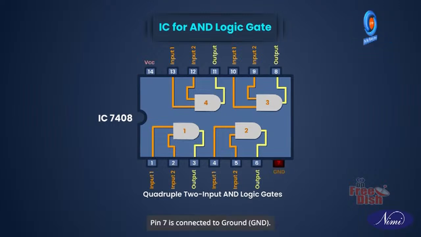Pin 7 is connected to ground. Pin 14 is used for the supply voltage. Note that the supply voltage VCC for the 7408 IC is typically plus 5 volts.